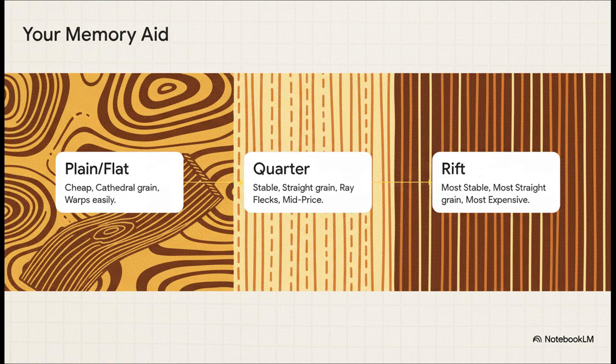All right, here's your super simple cheat sheet to lock this in for your exam. Just think of it in three short phrases. Number one, plain is cheap, has that cathedral grain and it warps. Number two, quarter is stable, straight with flex and mid-priced. And number three, rift is the most stable, the most straight, and the most expensive. Just say that to yourself a few times and you'll have it down cold.